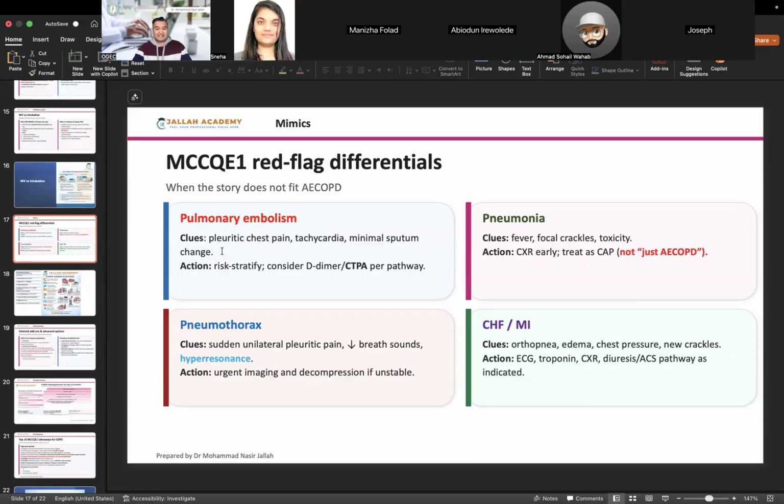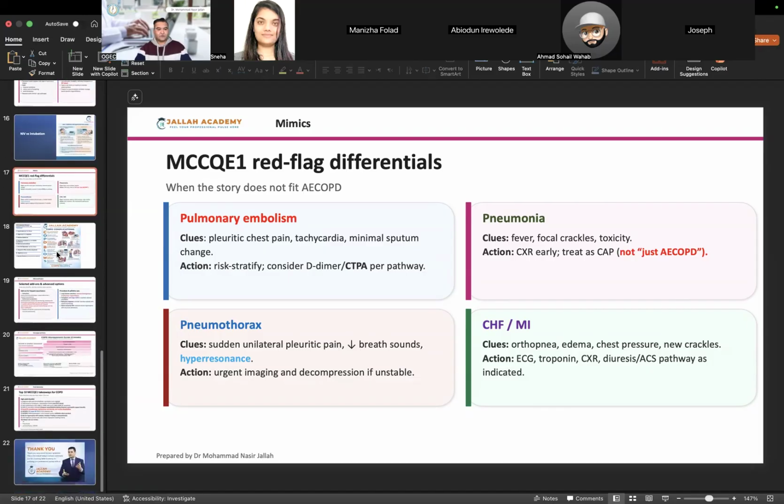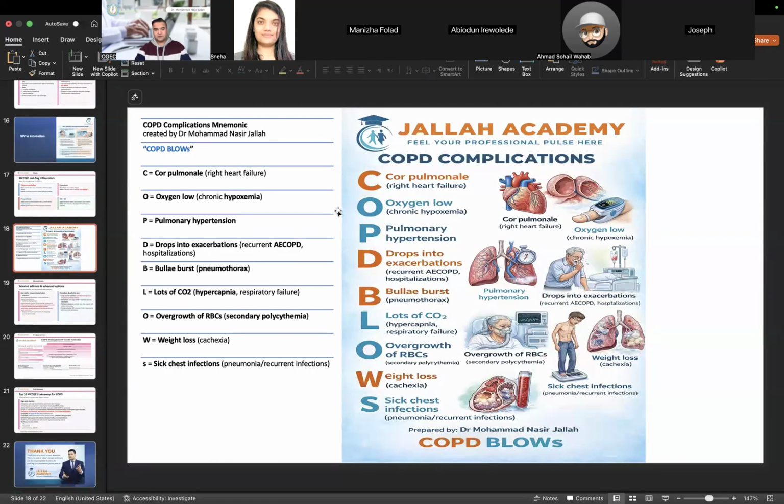Pneumothorax: clues include sudden unilateral pleuritic pain, decreased breath sounds, and hyperresonance. Action: urgent imaging, and decompression if unstable. CHF, MI: clues include orthopnea, edema, chest pressure, new crackles. Action: ECG, troponin, chest X-ray, diuresis, ACS pathway as indicated. We have already talked about them.